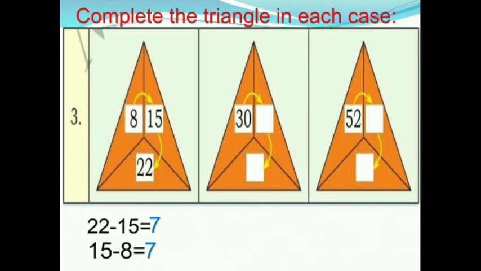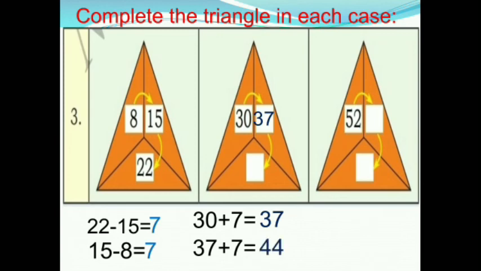In the next triangle we have 30. We should find out the next number. We should add 7 to 30. 30 plus 7, 37. So we should write 37. Next we should add 37 to 7. 37 plus 7, 44. So we should write 44.